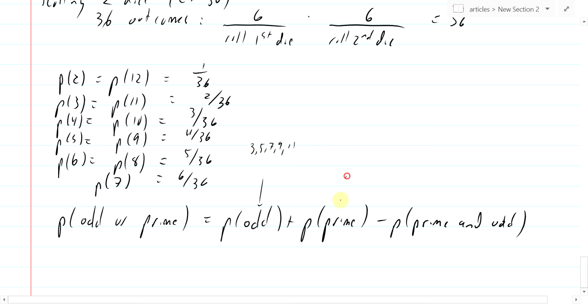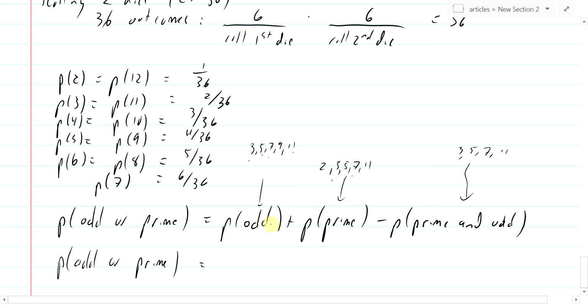The prime numbers are the ones that are only divisible by themselves. So that's 2, 3, 5, 7, and 11. So which of these numbers are prime and odd? Well, 3 is in both, 5 is in both, 7 is in both, 11 is in both. So these are 3, 5, 7, and 11. So what's this probability of odd or prime?